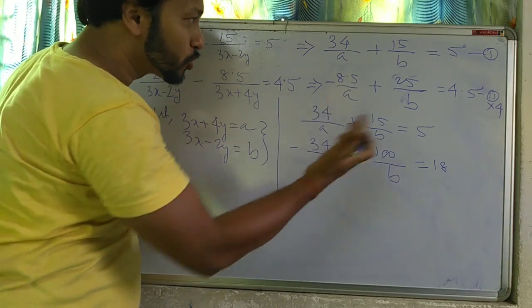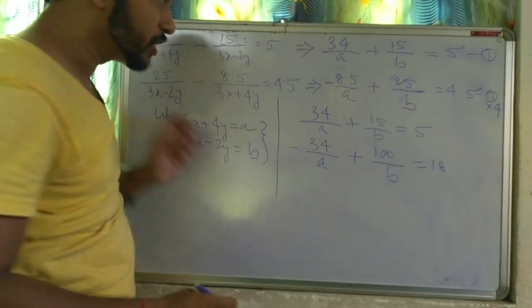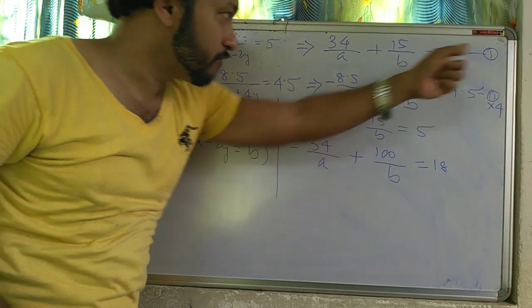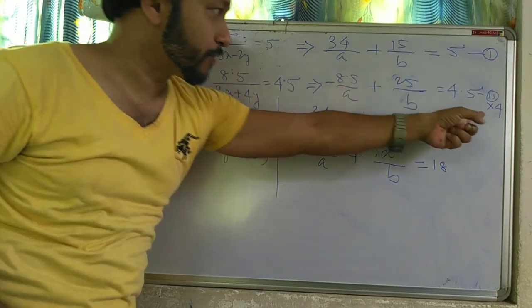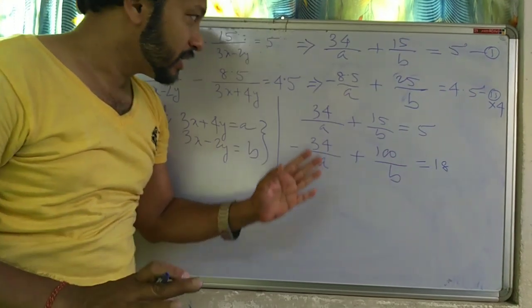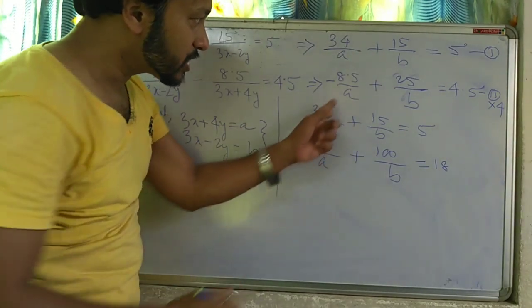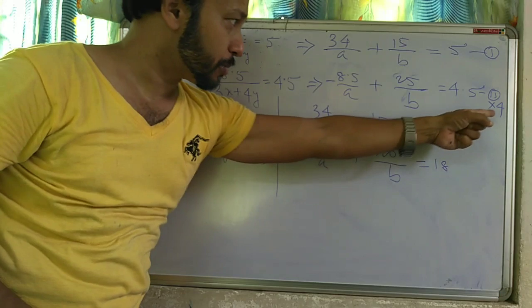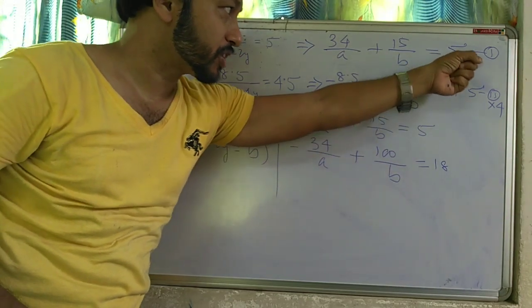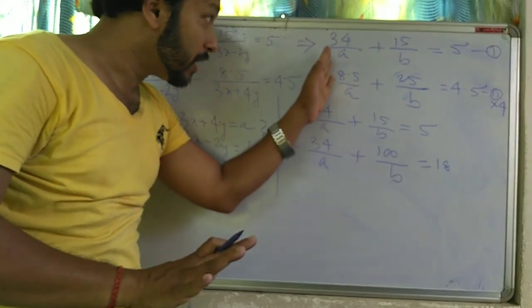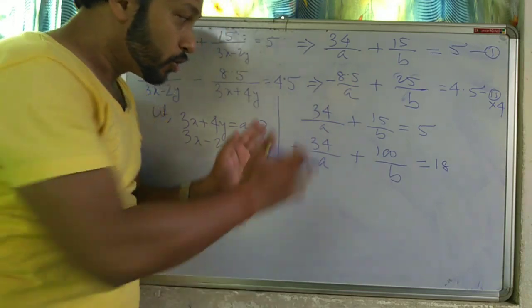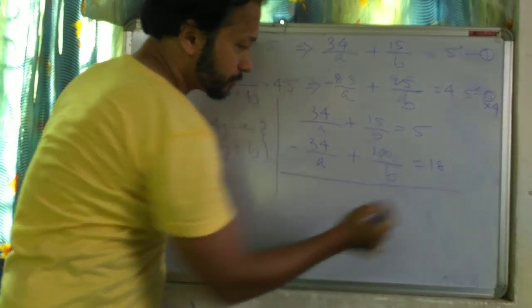Since it's matching, there is no need to go for this bigger calculation. Multiplying by 8.5 there, multiplying by 34 there, is not required. Our target is just to match it. So to match it, I am multiplying the second equation by 4 and not multiplying the first equation. The first equation remains the same. Now calculate it.